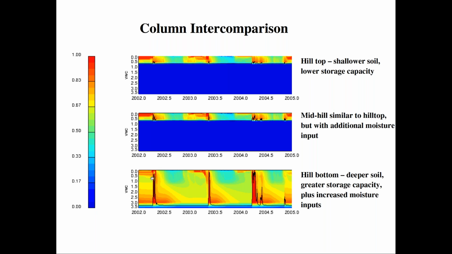And then finally you have the bottom of the hill representing the lowlands. And here you have a situation where you have a much larger storage capacity. And so this column is able to store some of the water that otherwise would have gone to runoff from the upper columns, and that water is now available for evapotranspiration later in the summer.